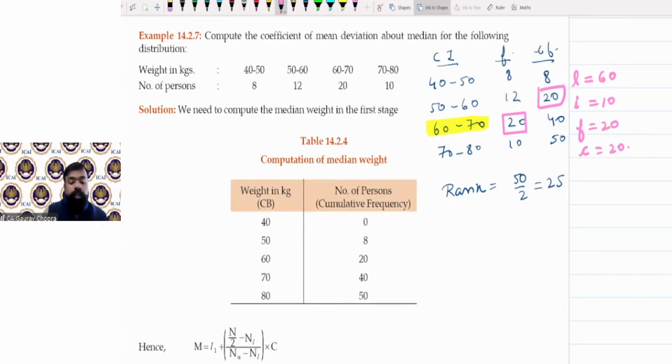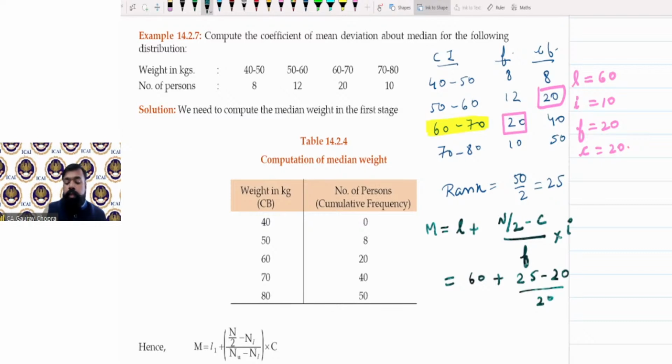Okay, so all these are there. Now you can use the formula for median, L plus (n by 2 minus C) upon F into I. This was the formula for median. So 60 plus (25 minus 20) upon 20 into I, which is 10. So 0 and 0 will get cancelled. So what is the result? 62.5. 62.5 will become the median.